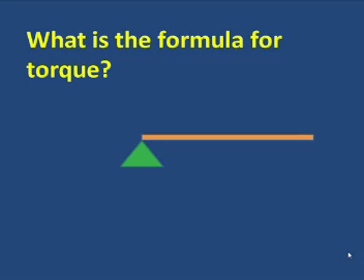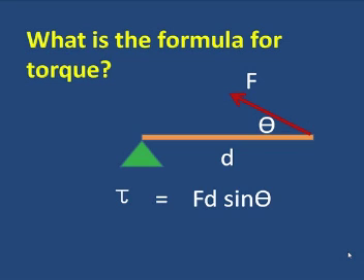Next, the formula for torque. There's a fulcrum. There's a force acting at an angle theta at a distance d from the fulcrum. Always, the torque is Fd sine theta. And every counterclockwise torque equals every clockwise torque, Fd sine theta.